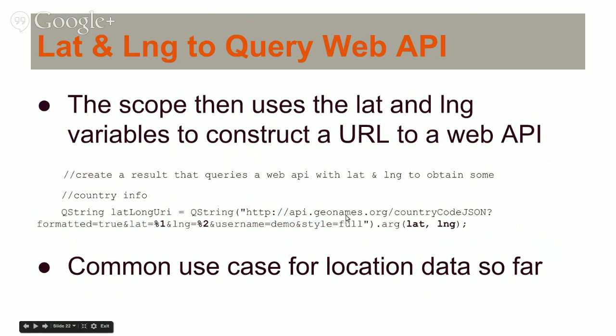So it's a geonames, and I just populate in the latitude and longitude, lat and long, into the URL. And I don't think there's too much else to say about this. So it's called lat long URI, and we'll use that later to query the network.